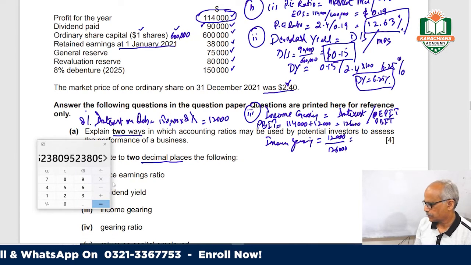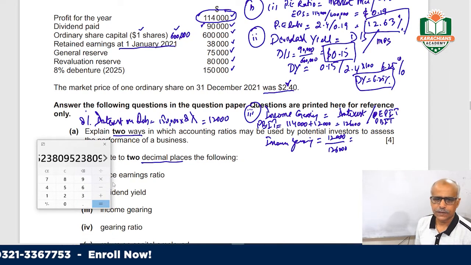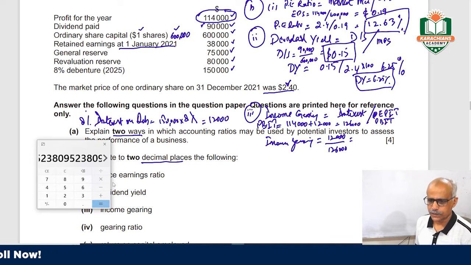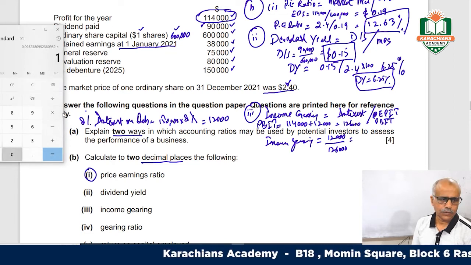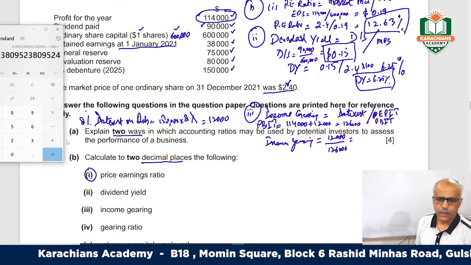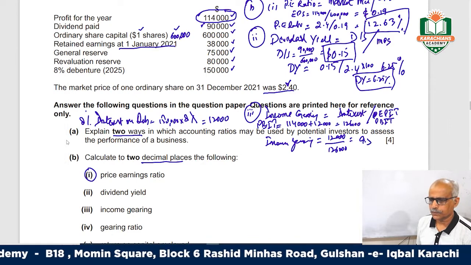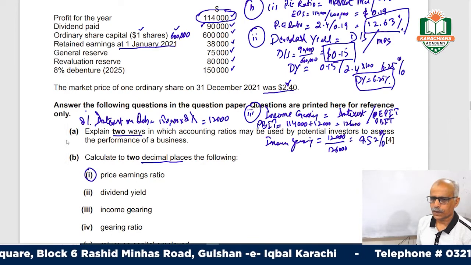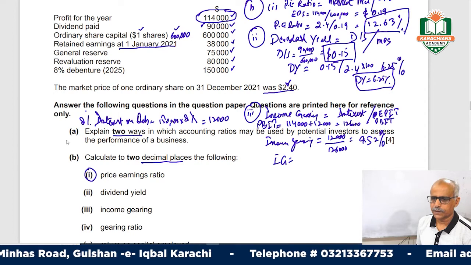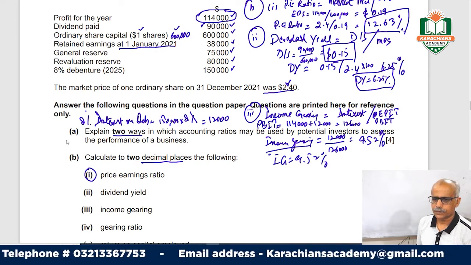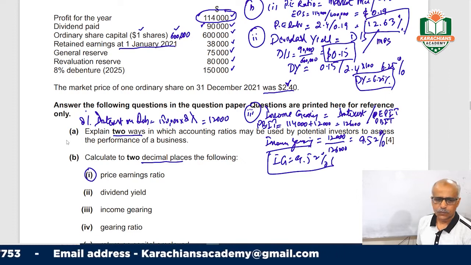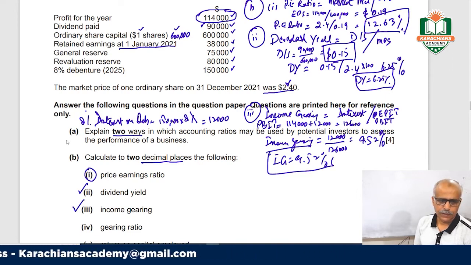We can calculate 12,000 divided by 126,000, into 100, which is 9.52. Income gearing is 9.52%. We're done with this.